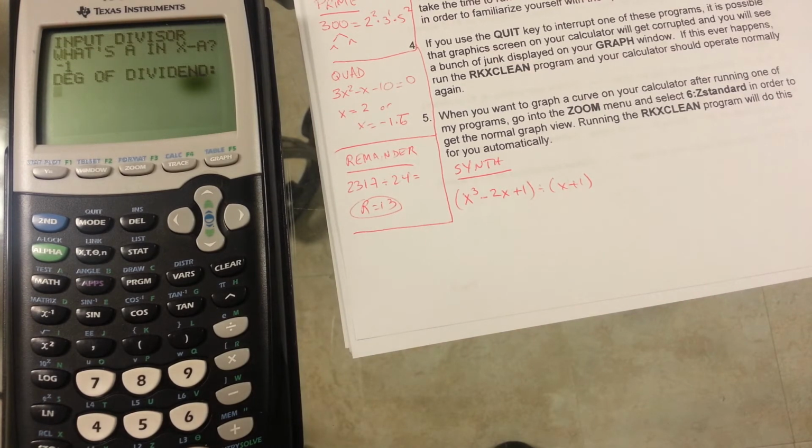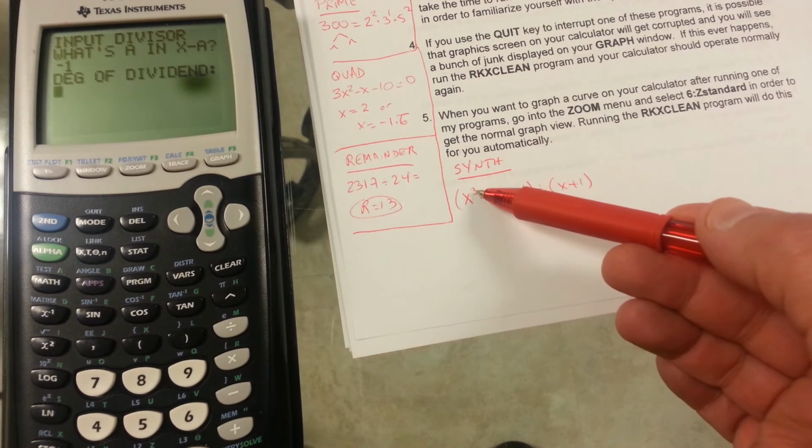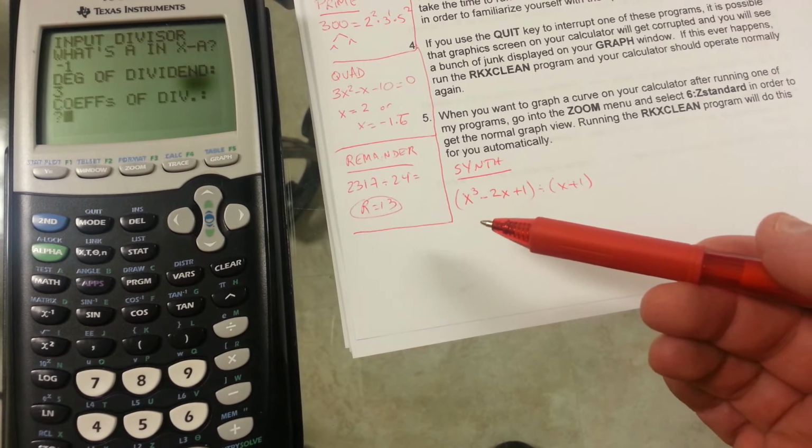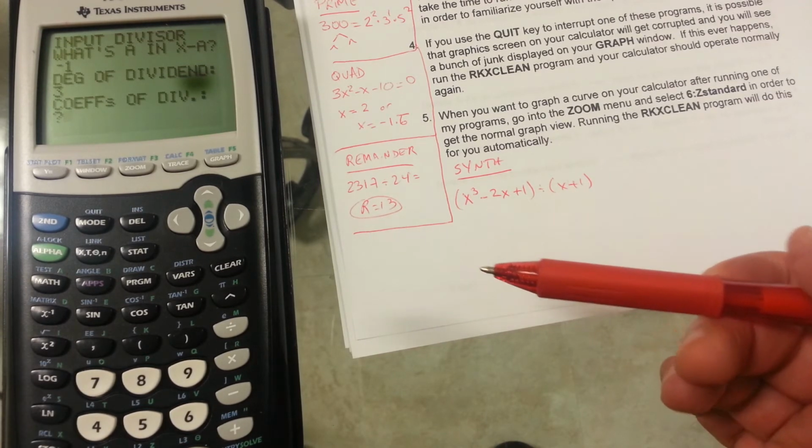Then it says, what's the degree of the dividend? Well, the degree of the dividend is this number right here. It's a third degree polynomial. So I put that in. Then it says, give me the coefficients of the dividend.